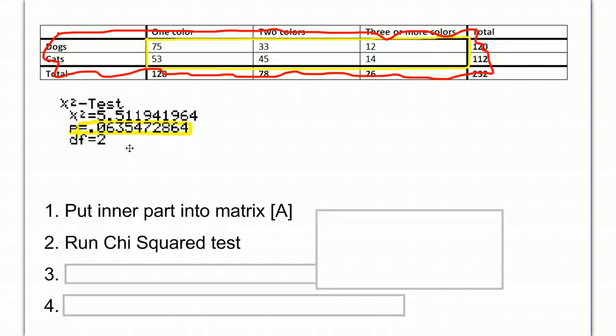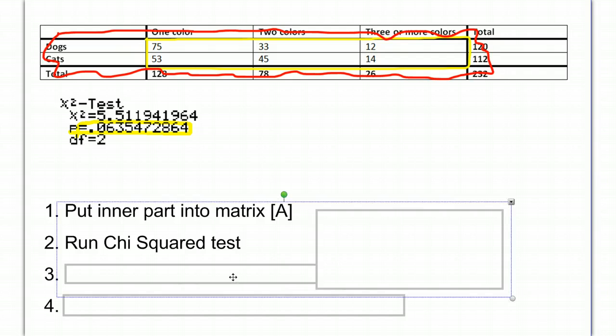we unfortunately fail to reject, which is too bad, but we would have a strong suspicion that there's probably a link there. Our data is very close. So we might want to collect more data and do a retest in the future or something like that. So we did our first 2 steps. We put our data in matrix A and we ran our chi-squared test. We got our p-value and all that.